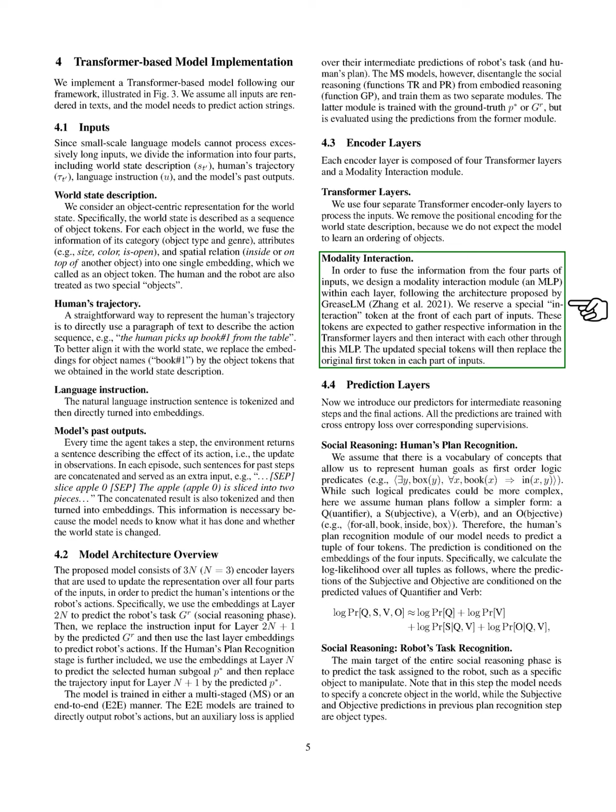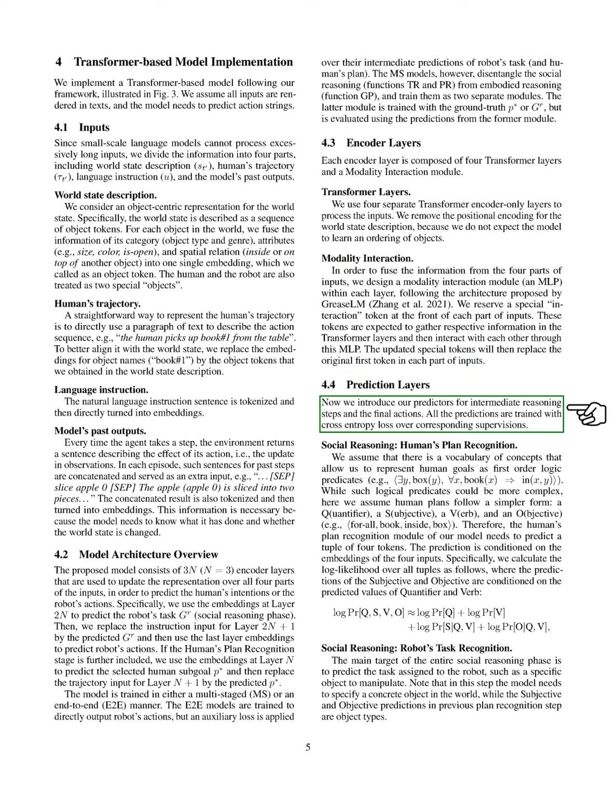Section: Prediction Layers. In this section, we introduce our predictors for the intermediate reasoning steps and final actions. All predictions are trained using cross-entropy loss based on the relevant supervision. For social reasoning regarding human plan recognition, we assume there is a set of concepts that helps us express human goals as logical statements.